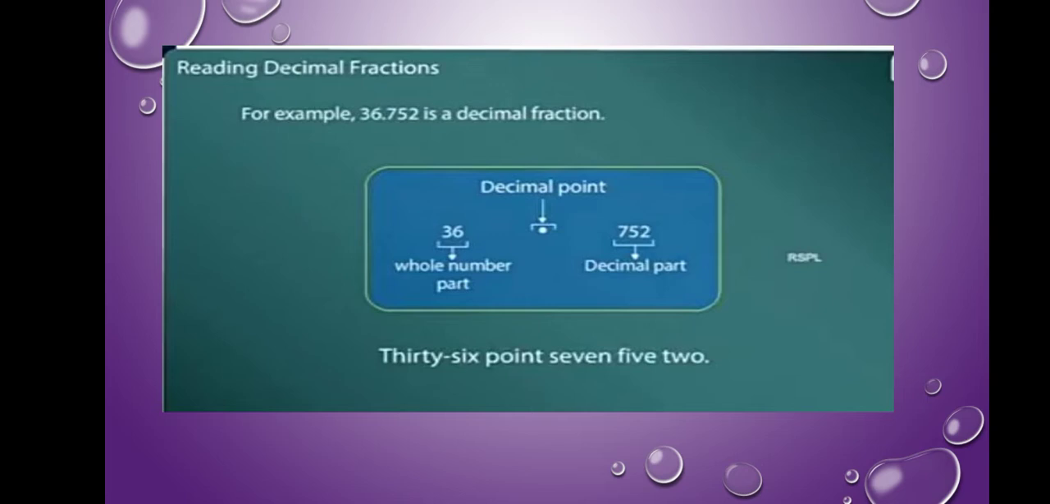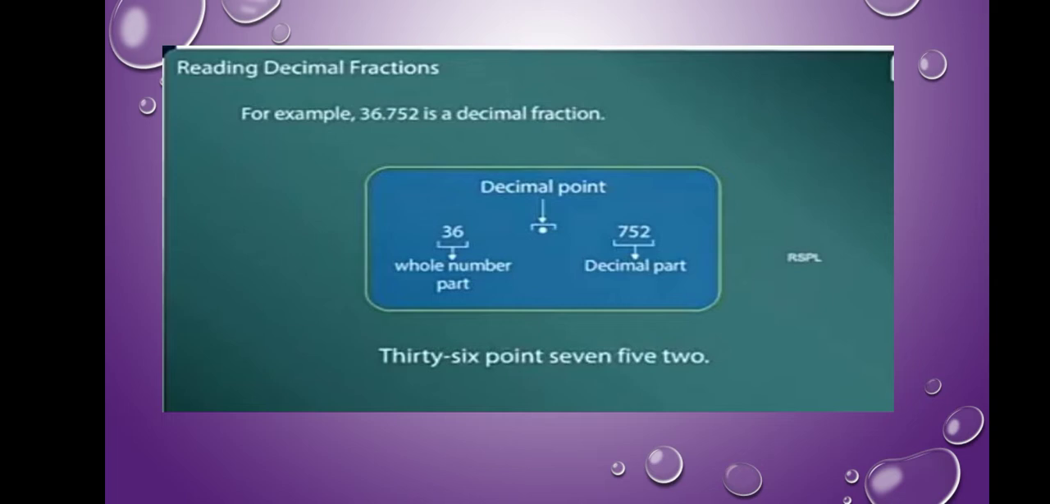Here, for example, we have 36.752 as a decimal fraction. First of all, what are decimals? That you should remember. The numbers expressed in decimal form are called decimals, and we have two parts, a whole number part or the integral part as well as a decimal part. These two parts are separated by a dot called the decimal point.